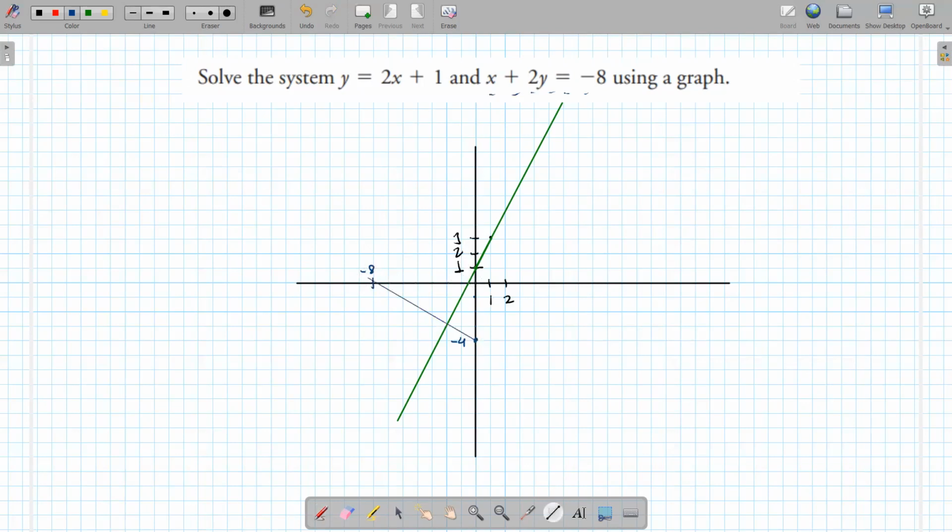And wherever they meet is going to be the point of intersection right there. So that point is -1 on the x-axis, and -2 on the y-axis. There you go. That's the point of intersection, okay? Very simple idea. Just draw them out. We know how to graph linear lines. We've done this hundreds of times.